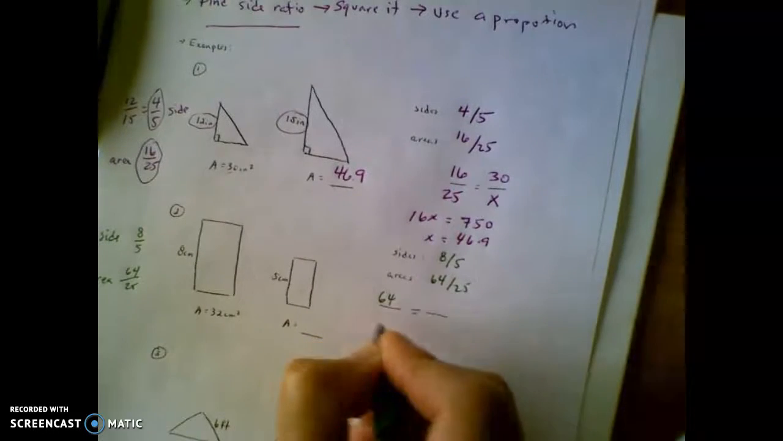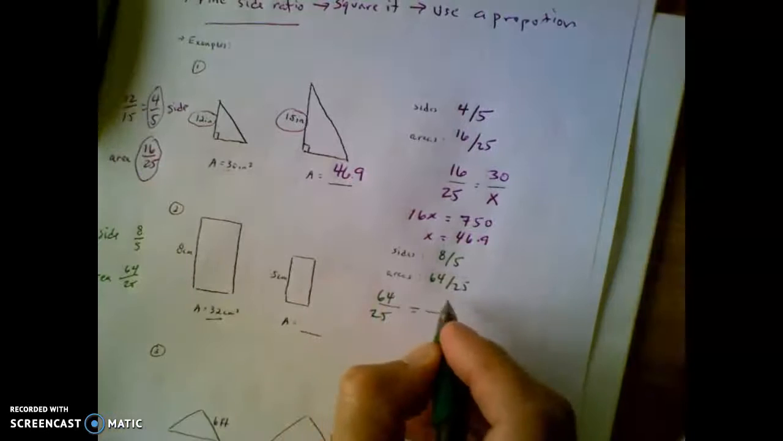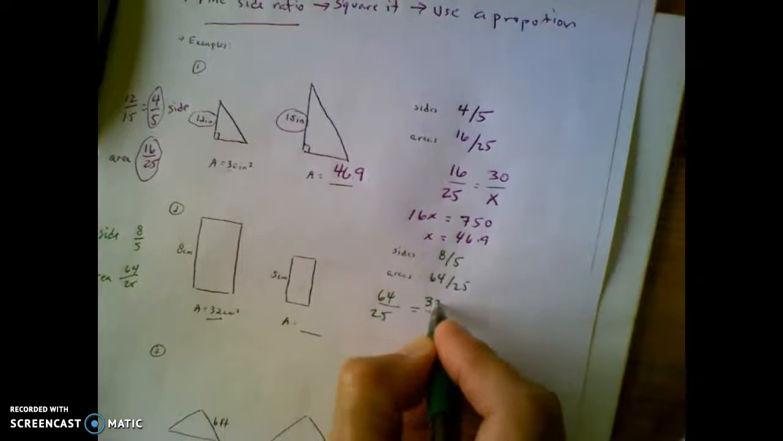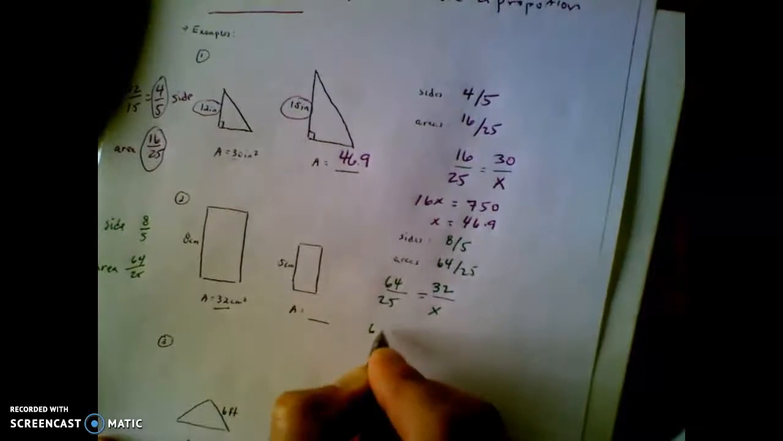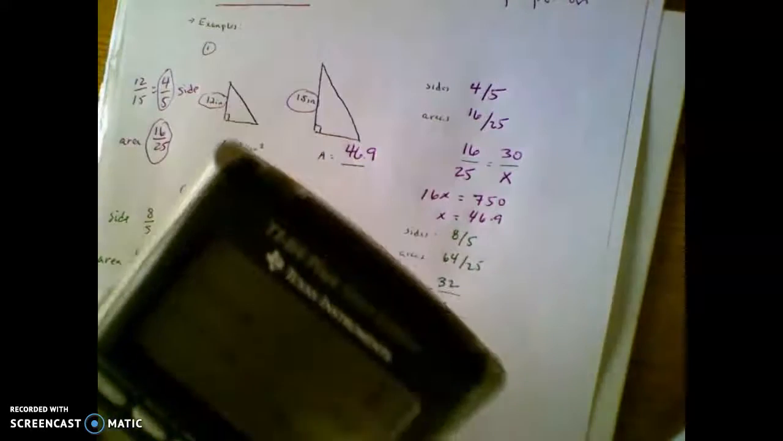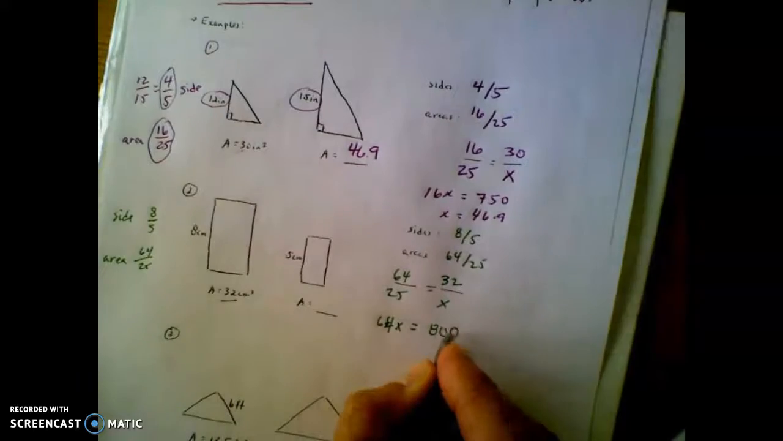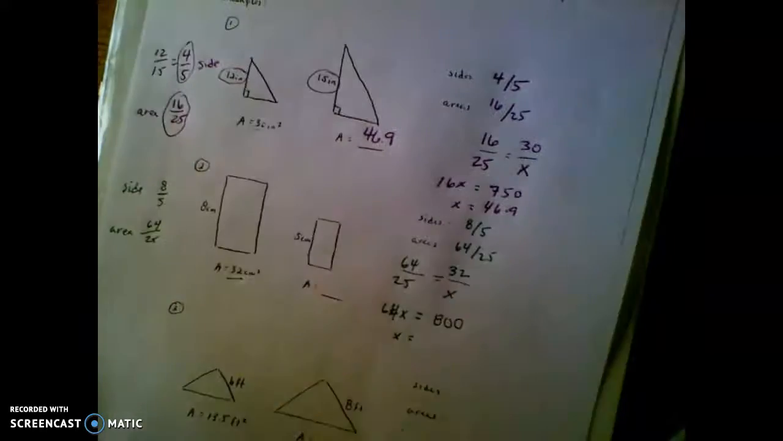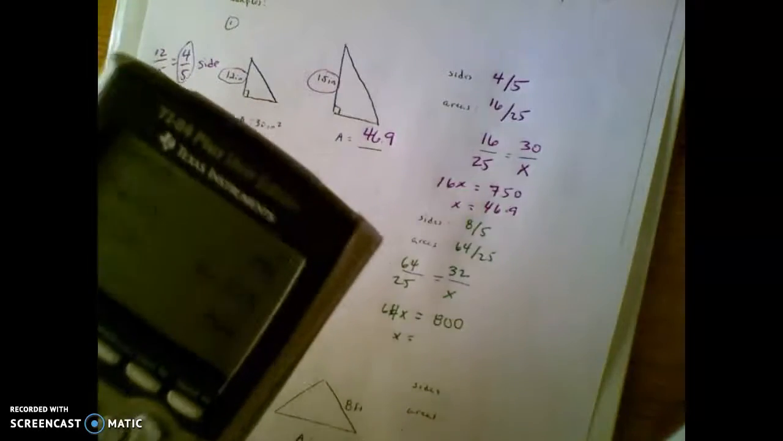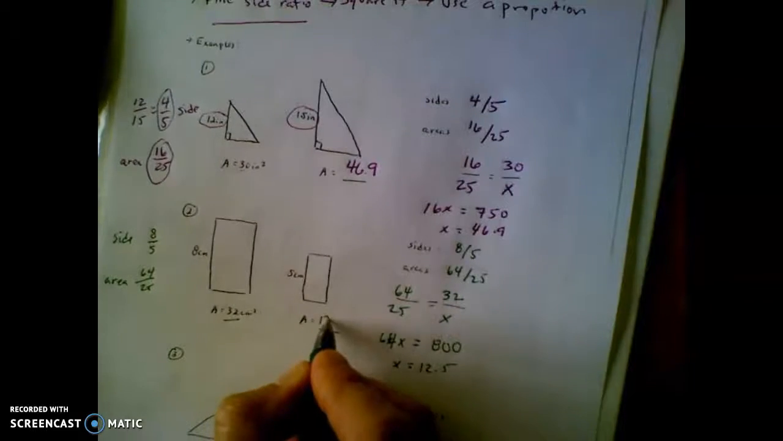Set up my proportion, 64 to 25. And now I know the larger one, so I have to make sure I put it with the 64. And I'm looking for the smaller. Cross multiply. 64x is going to equal 25 times 32. And that's 800. And then I got to divide 64 into that. That's 12 and a half. So 12.5 is the area of the smaller one.